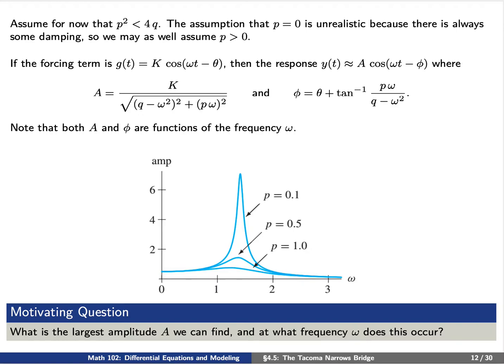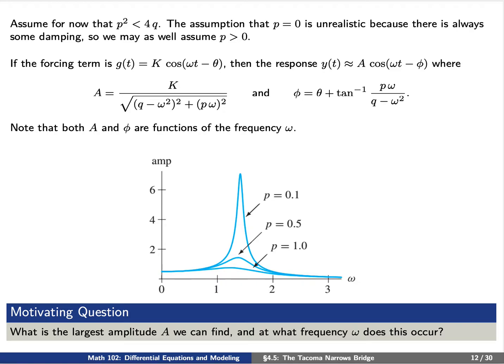Recall that if the forcing term g(t) is sinusoidal, that is equal to capital K times cosine(ωt − θ), then our response y(t) is approximately equal to A cosine(ωt − φ), where capital A we can express as K divided by the square root of (q − ω²)² + (pω)². And our phase angle, capital Φ, is equal to θ plus the arctangent of pω divided by q − ω². Notice that both the amplitude A and the phase angle φ are functions of the frequency ω.